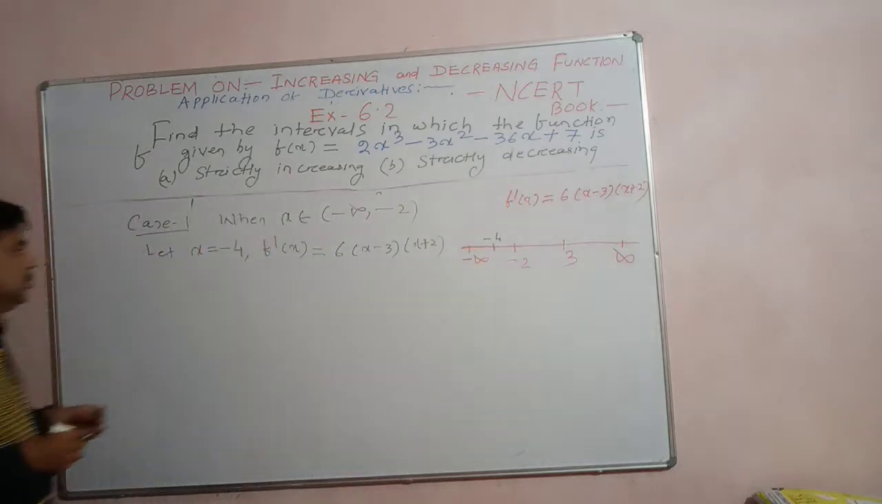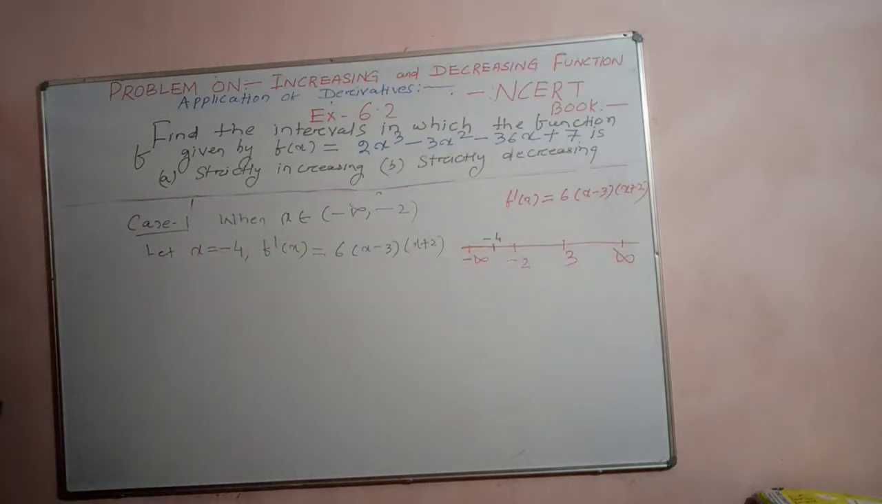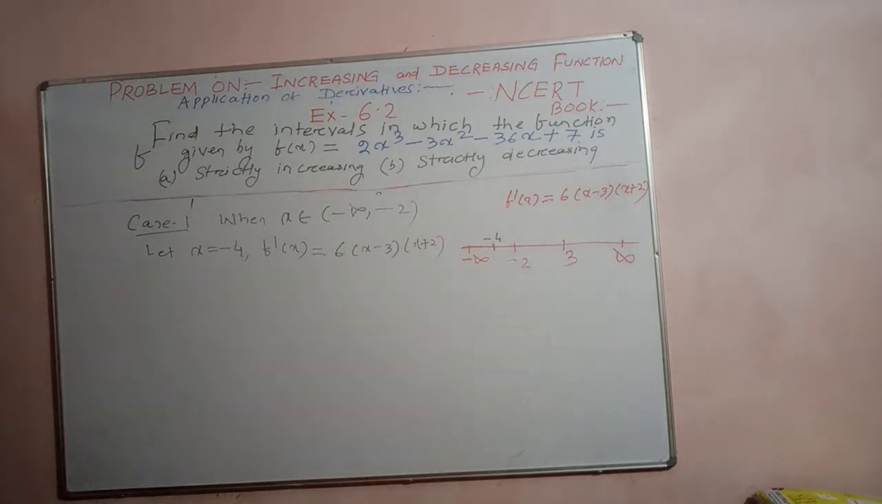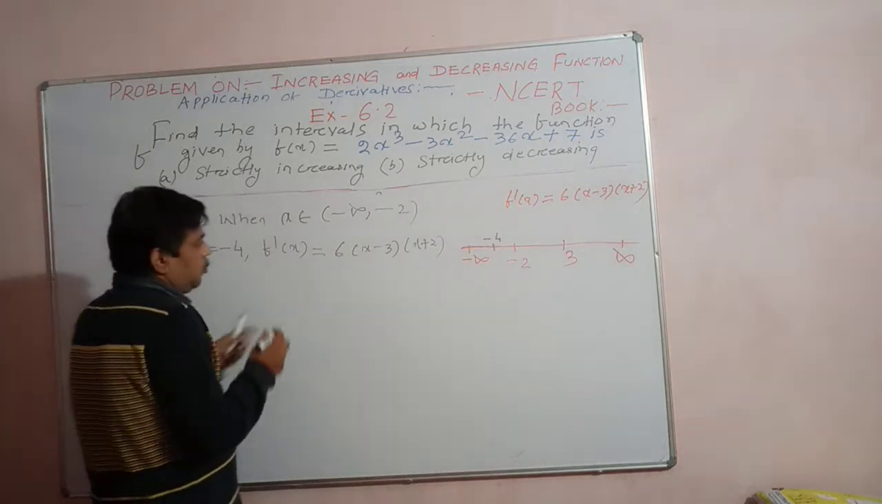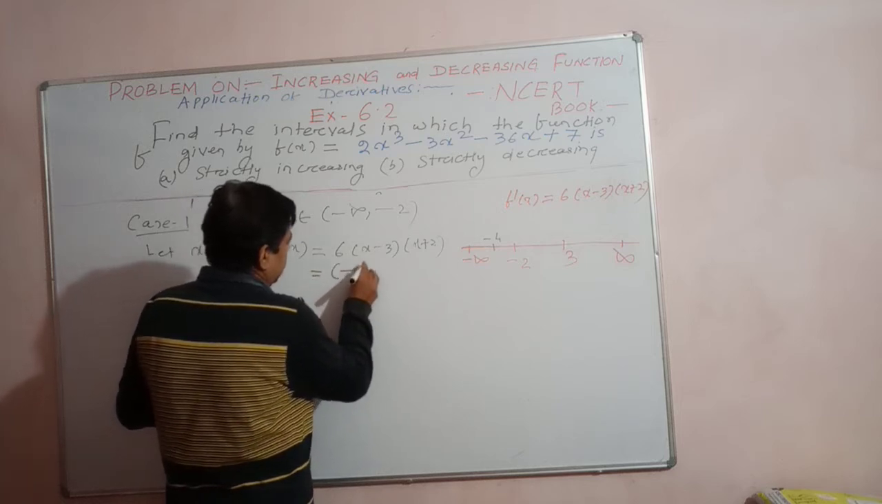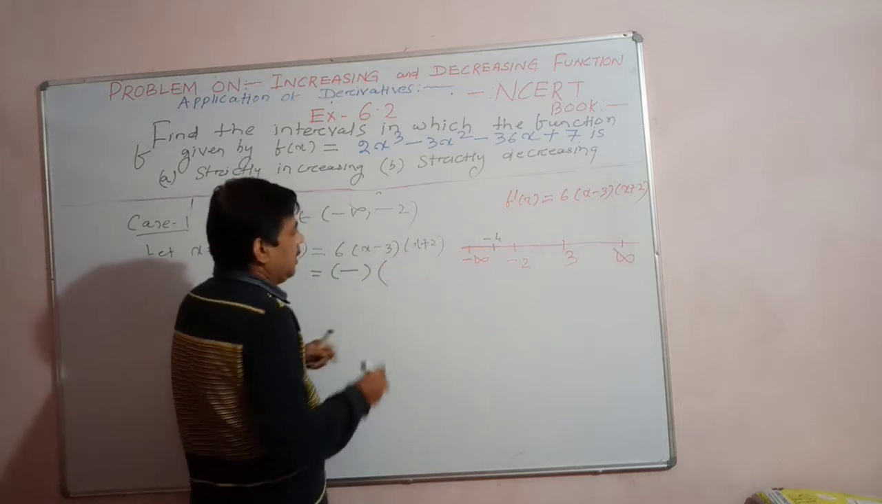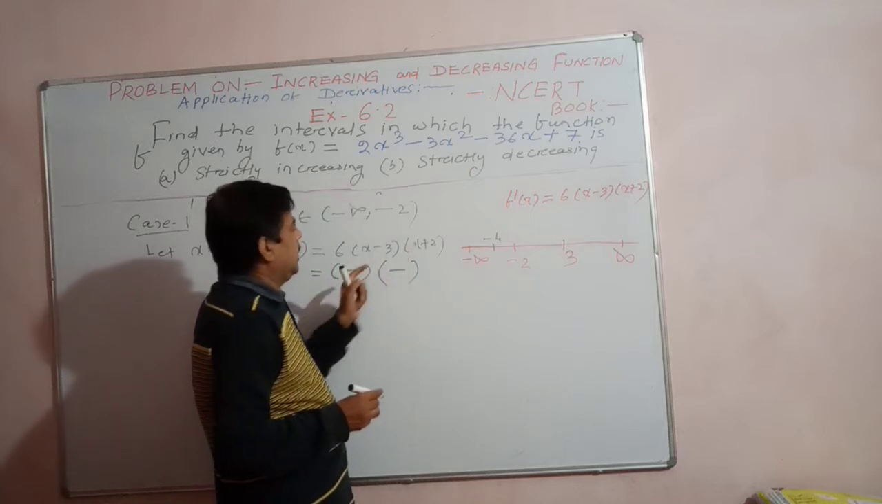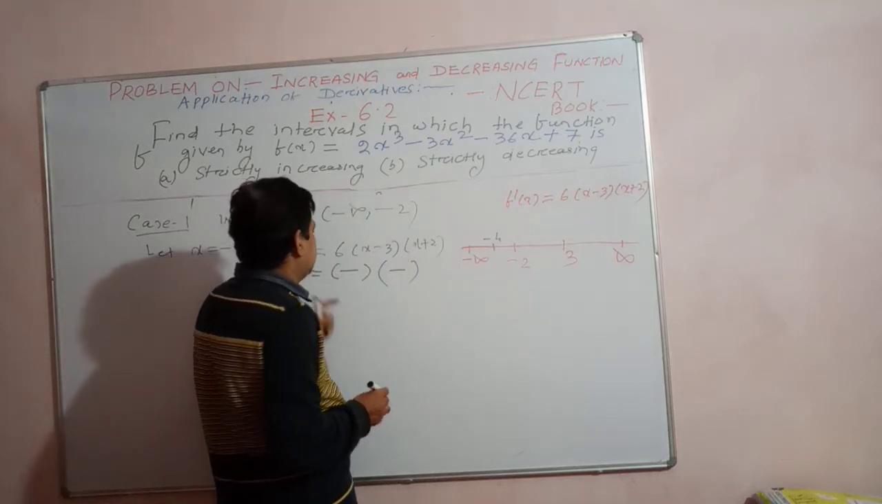Understand? Okay. Yes or no? You will take x is equal to minus 4. Then you see clearly, you understand. You will put this value here, x is equal to minus 4. So this value will be negative, and here also this value will be negative. Minus 4 plus 2 is minus 2, which is negative. Minus 4 minus 3 is minus 7, which is also negative.